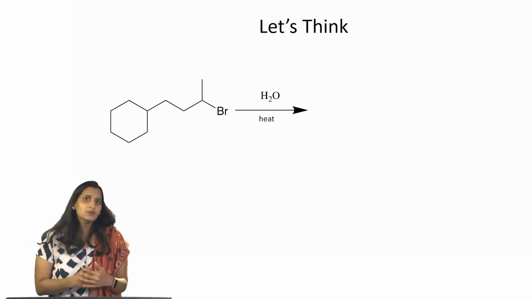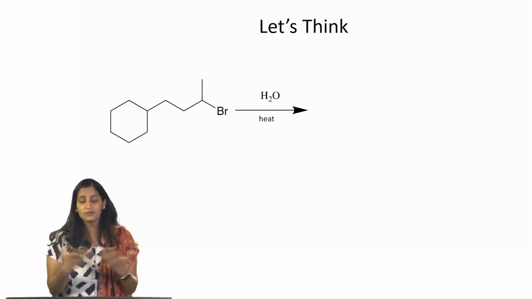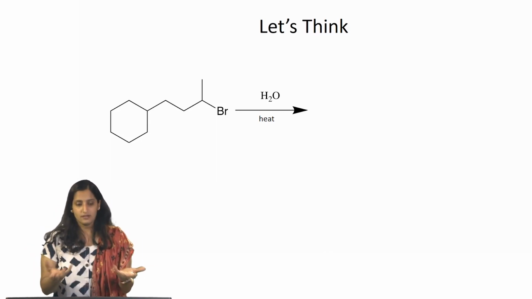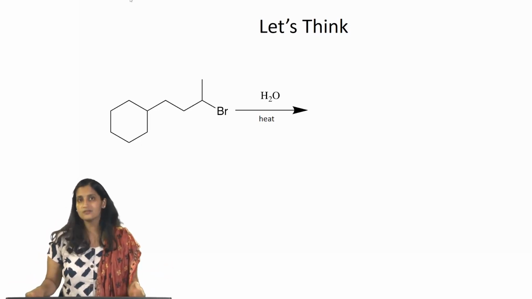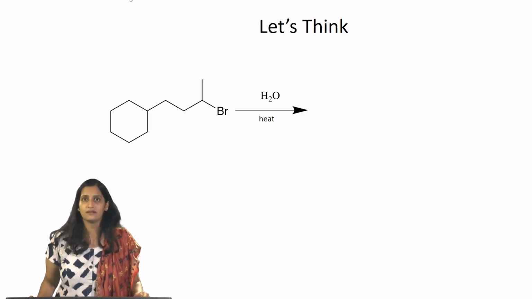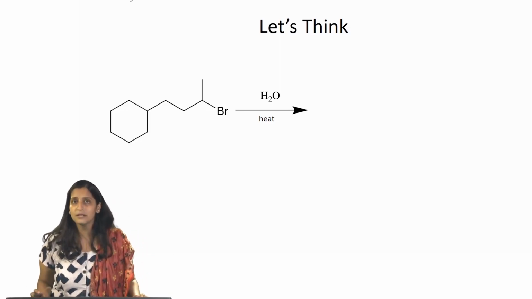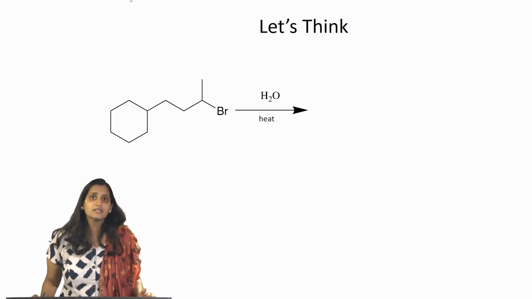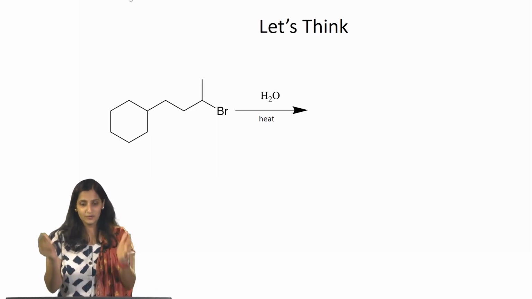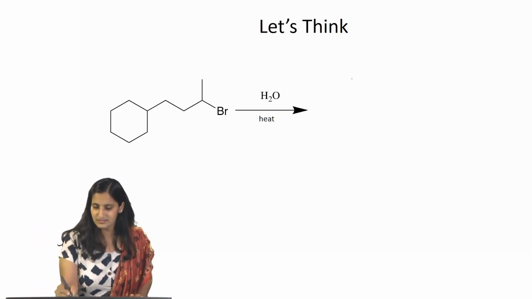Imagine that you are in a lab and you are trying to synthesize a particular compound. The example I have taken here is that of an alkyl bromide, and when it reacts with water, let us say you heat it a little bit, what kind of products can this really form? Can you help me with the answers?